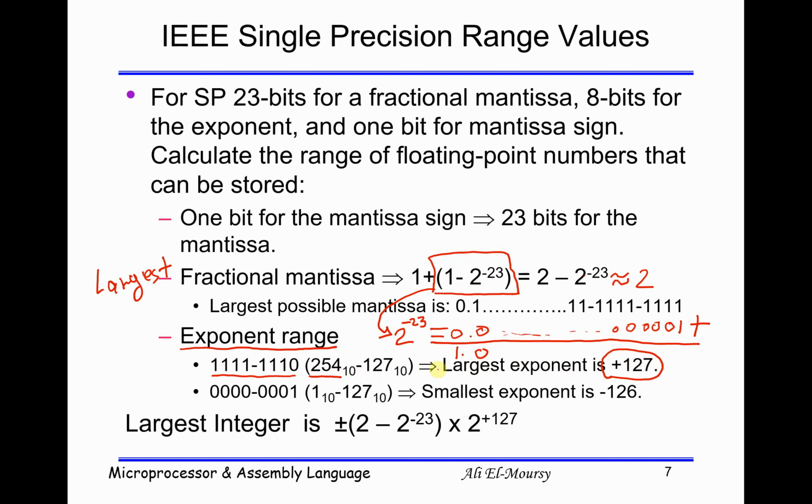Okay, and also we can calculate the smallest normalized exponent, the smallest exponent ever, when I have 1 in the exponent and 0 otherwise, which is mainly the number 1. So 1 minus 127 is minus 126. These are the largest and the smallest exponents.